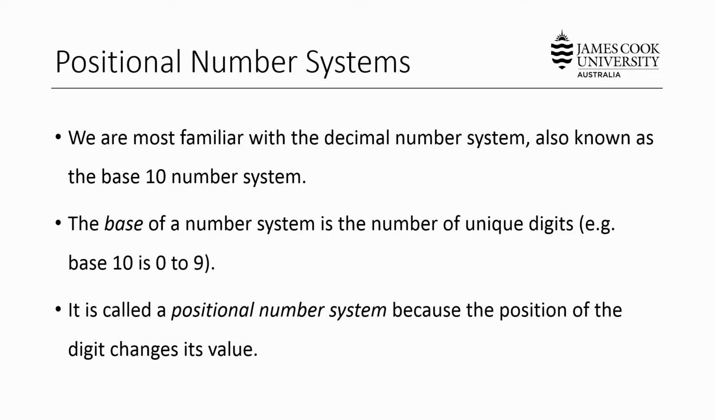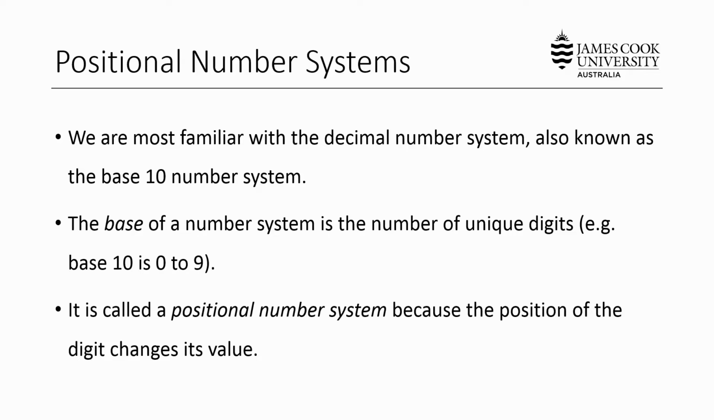So think about our decimal. How many unique digits are there? There's only 0, 1, all the way up to 9. As soon as we start counting to 10 and 11 and 12, we're reusing those same unique digits, 0 to 9, right? So there's only 10 of them. That's the base, and that's why we call it the base 10 number system.